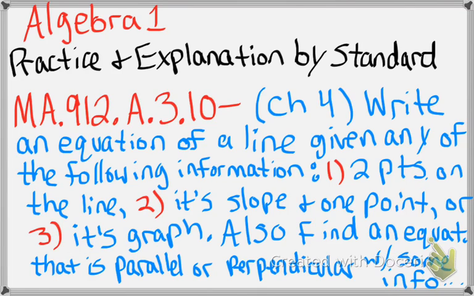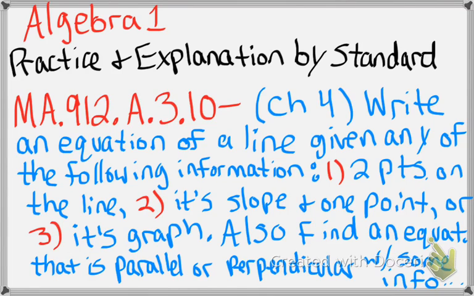So the specific standard says, write an equation of a line given any of the following information. I like to break these down into three scenarios. Scenario 1, you'll be given just 2 points that are on the line. Scenario number 2, you'll be given its slope and one of the points, or scenario 3, just its graph.